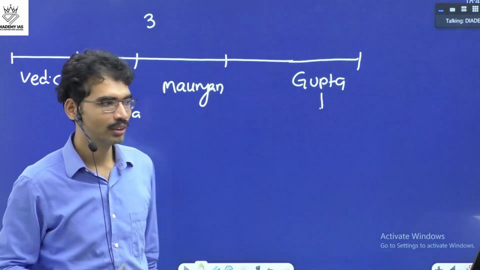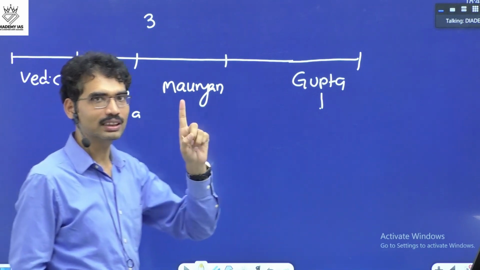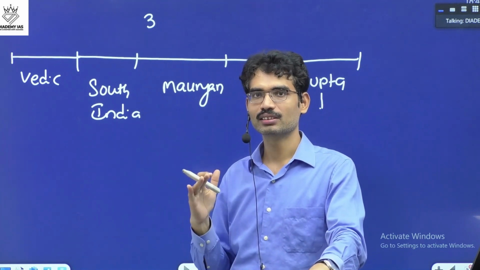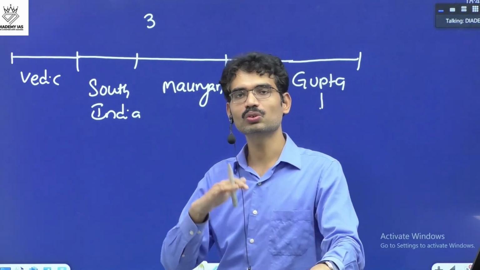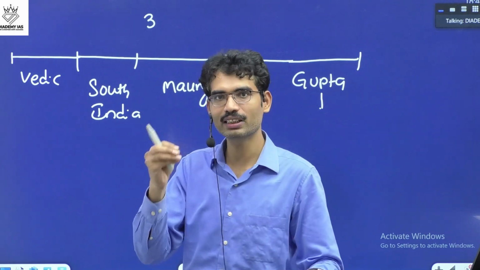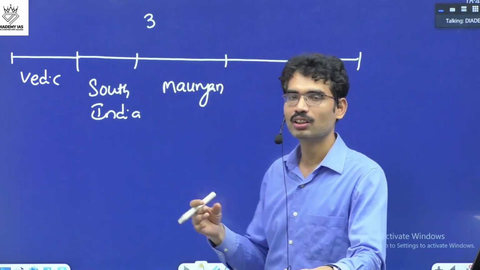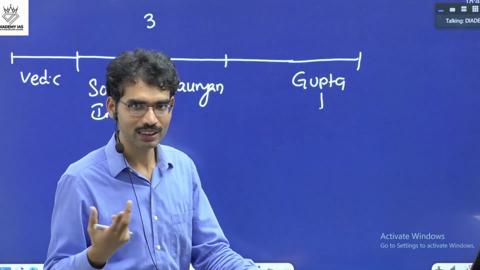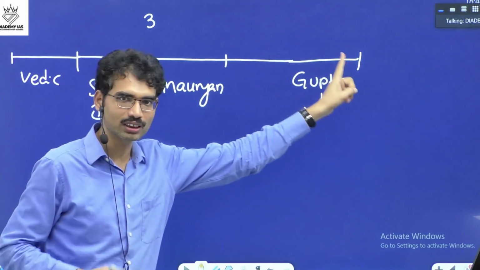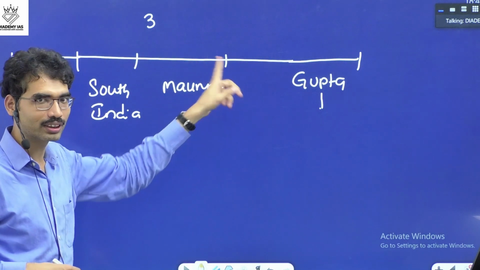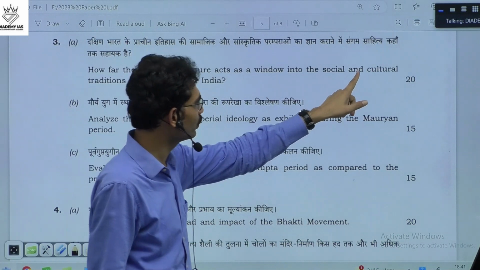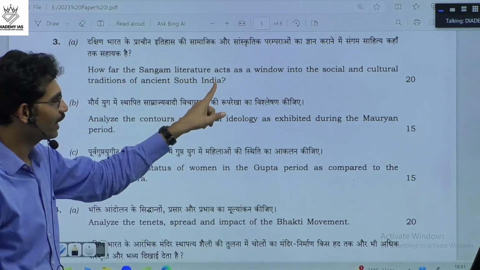You cannot escape. So this is how UPSC very cleverly manages, in a single question, to indirectly encourage students to read each and every chapter. You cannot miss particular chapters. So be thorough with each and every chapter. If you have any doubts, you consult me and you will get the doubts clarified. So be careful when selecting the questions. As I said, in the second question a different combination, and in the third question a different combination. Now come to the first question. How far does Sangam literature act as a window into the social and cultural traditions of ancient South India?